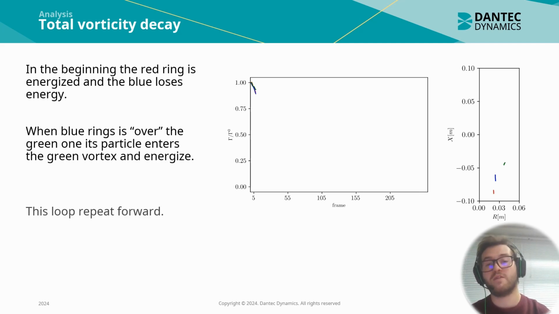And then at some point, when the blue one goes completely over the green one, it is energized by its vorticity, so it gains energy, while the red has a completely opposite behavior, losing vorticity. Yes, here it is already explained.